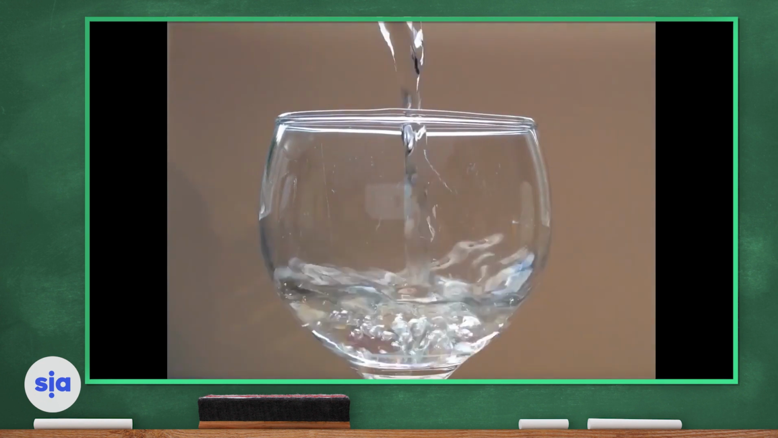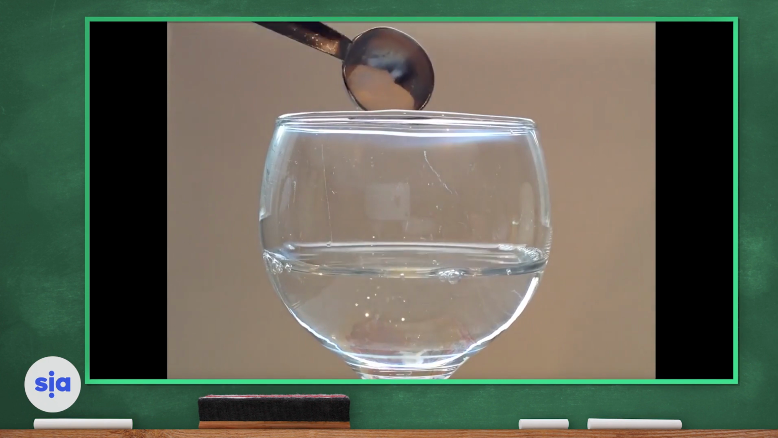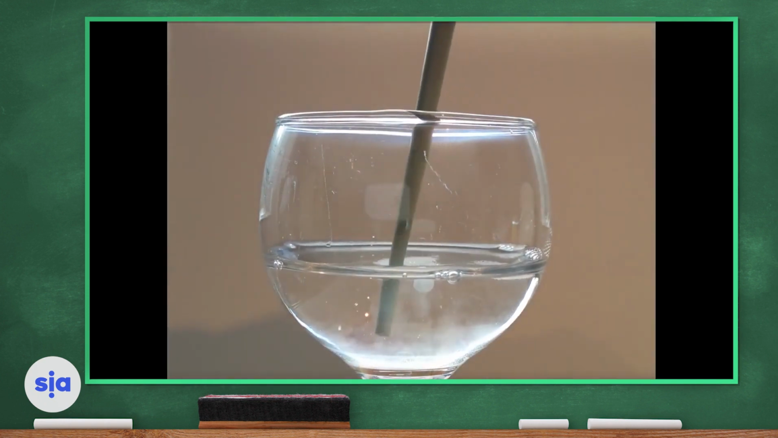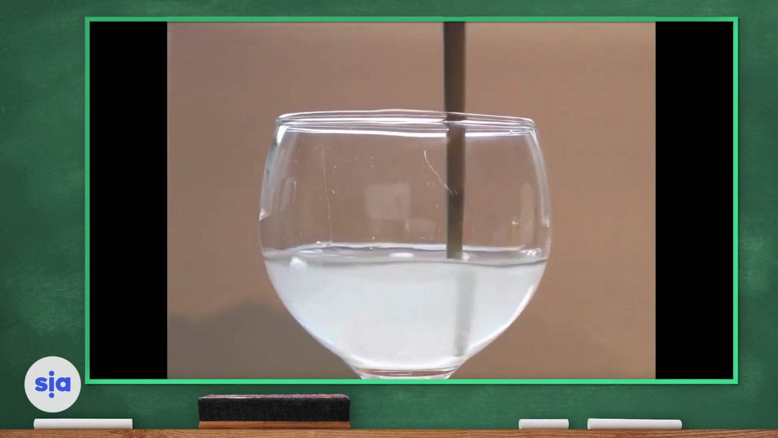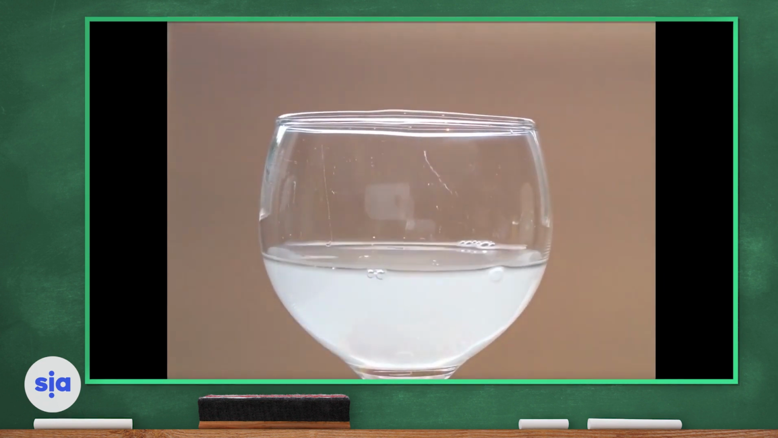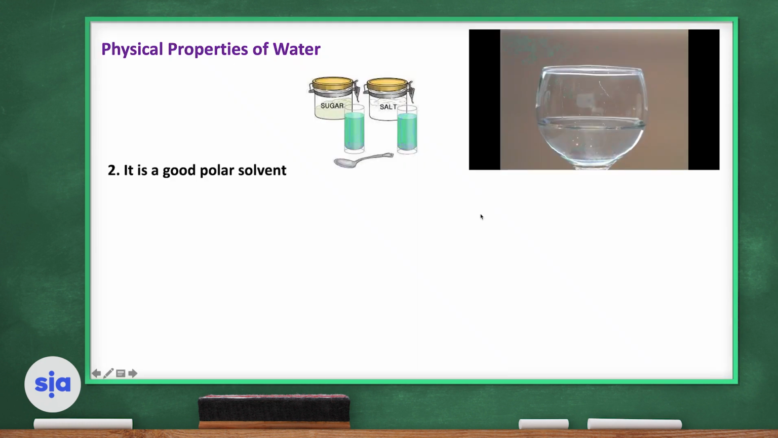In this video, we put water in this glass and some salt, and then the salt is dissolved in the water by stirring. After a while, just watch what will happen. Yes, the salt disappeared. So this is one of the physical properties of water. It's a good polar solvent.